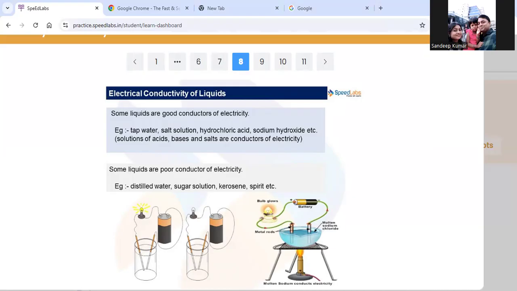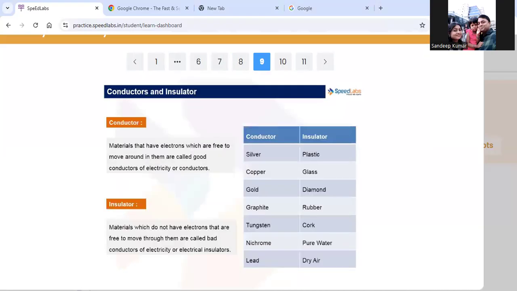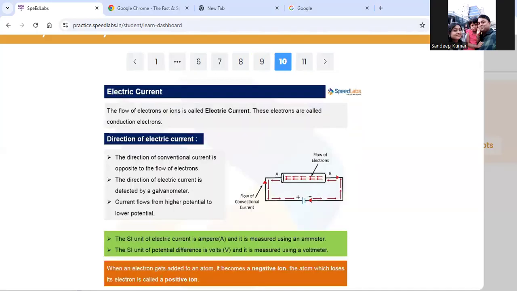So conductors, the list is here. Examples of conductors: metals are generally conductors, children. Silver, copper, gold, graphite, tungsten, nichrome, lead. Okay, insulators: plastics, glass, diamond. Okay, rubber, cork, pure water. Distilled water is a poor conductor because it does not contain ions.